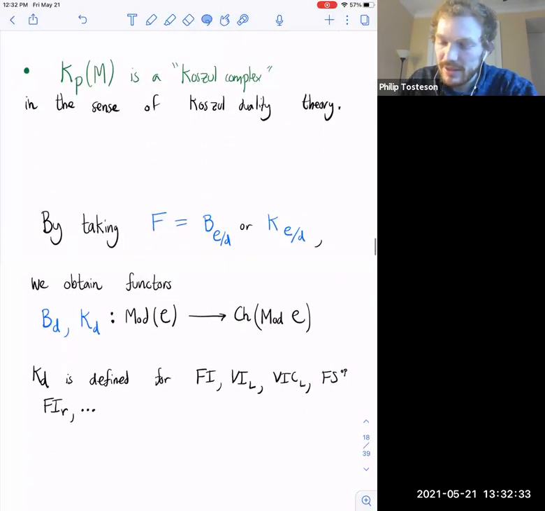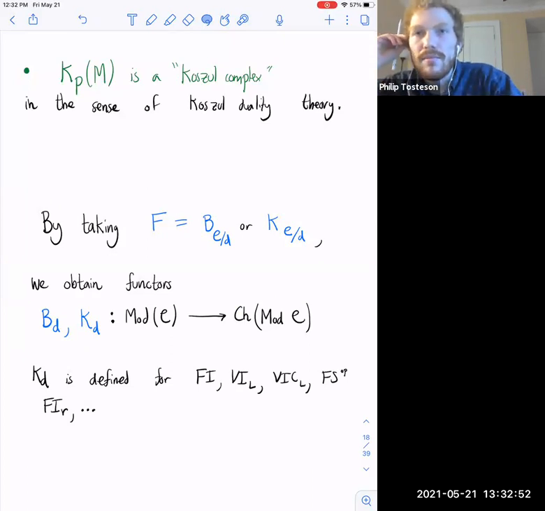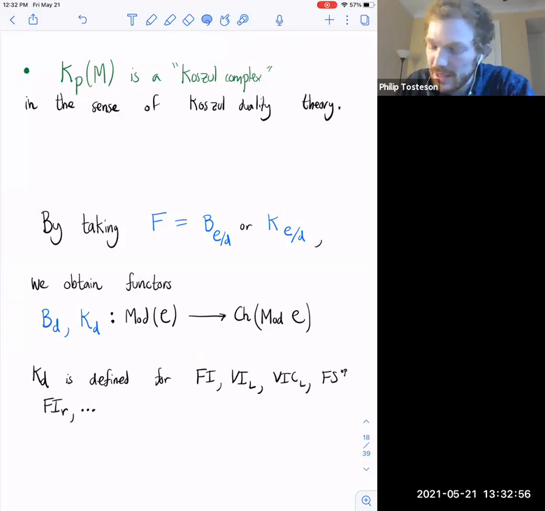Okay, so what's the point here? If we go back to our function f and we take f to be either BC over D or KC over D, then we obtain functors BD and KD from mod C to chain complexes over mod C. So KD is defined in the following instances.